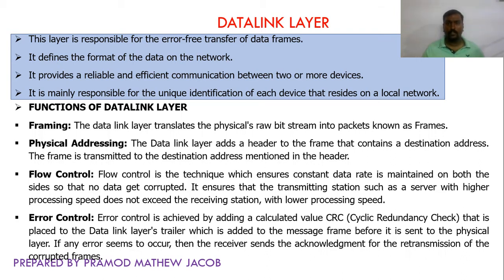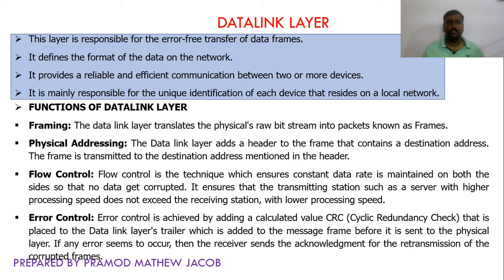As we all know, every system should have a unique ID. Through that ID we can send a particular message from the sender side to the receiver side. So the data link layer is responsible for this unique identification of every device in a local network, that is LAN. Next are the functions of the data link layer.